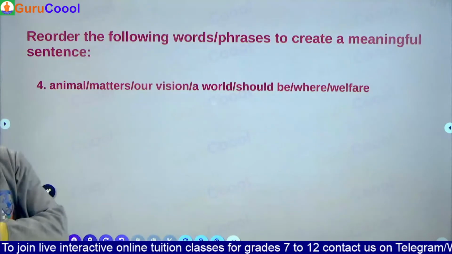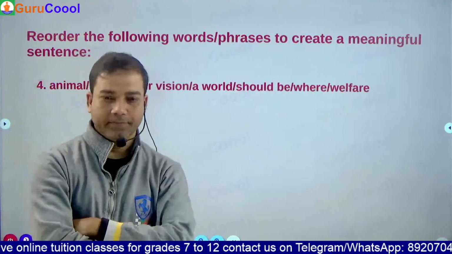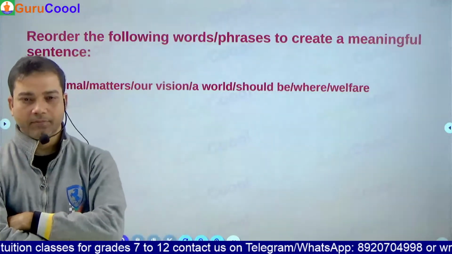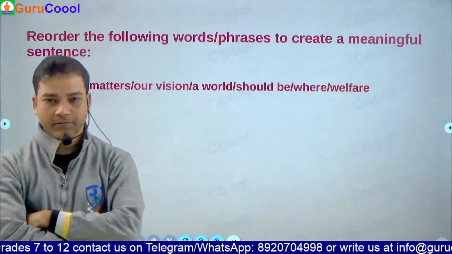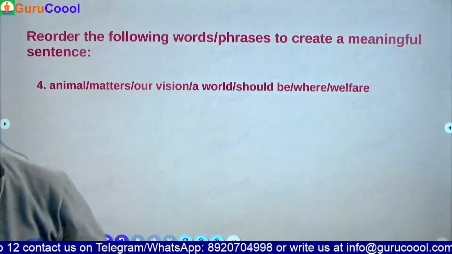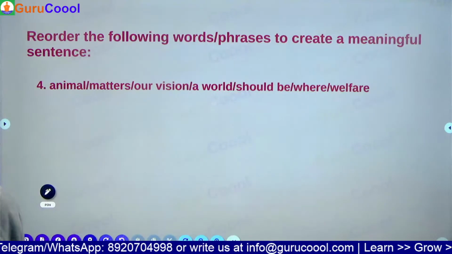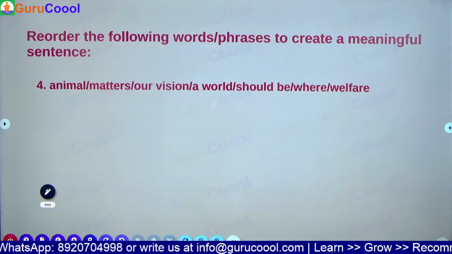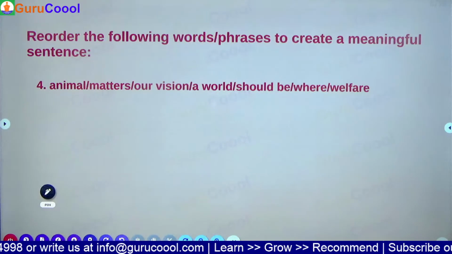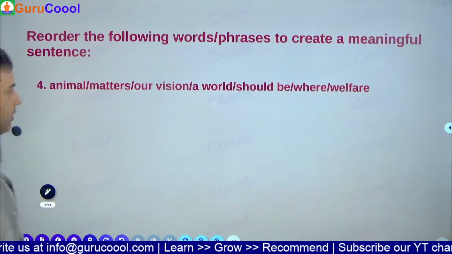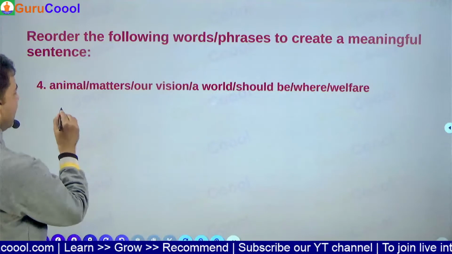Anyone else? Oh, it seems very difficult, right? Yes. Many of you couldn't even try. So I have to try. Pragyan, try. Yes, sir. A world matters our vision where animals should be welfare. No. Should be welfare. No. See, our vision.